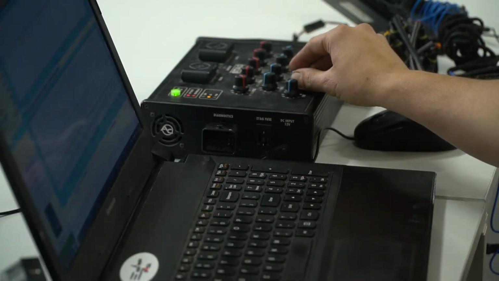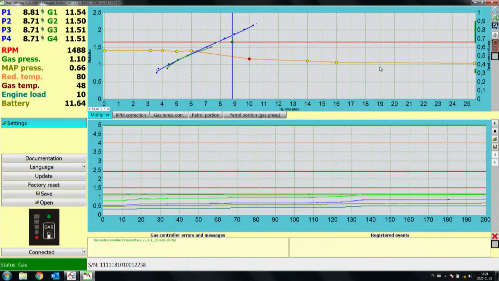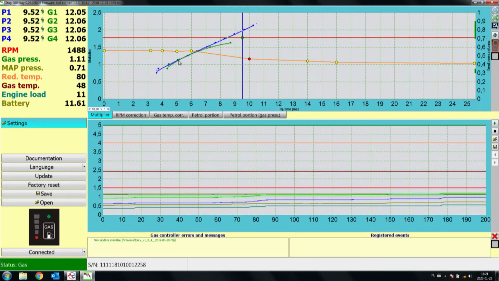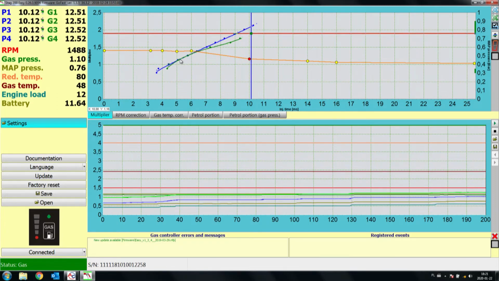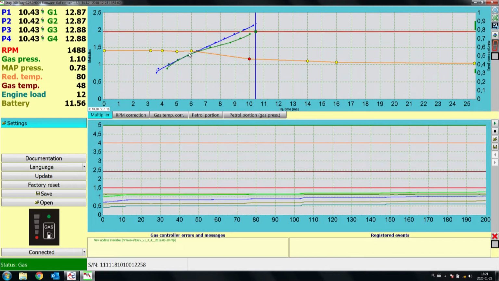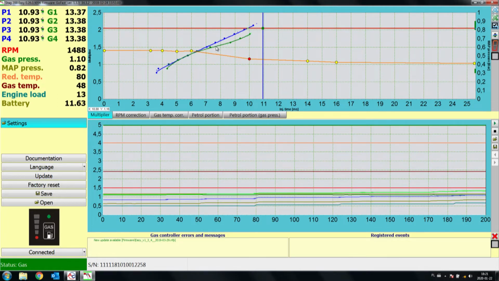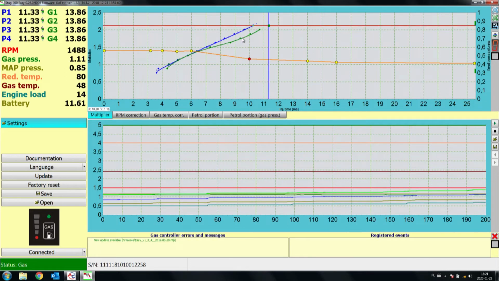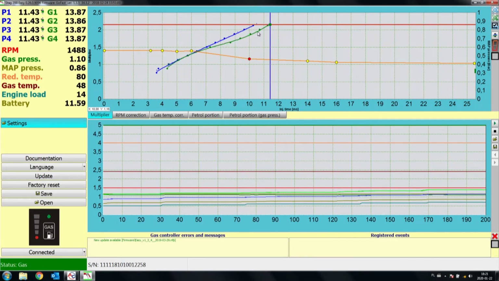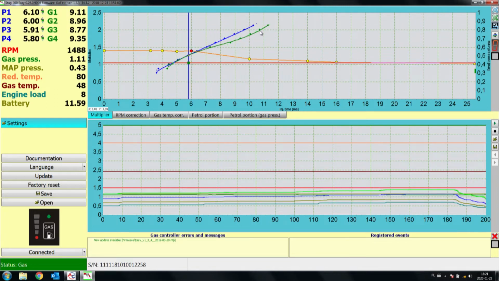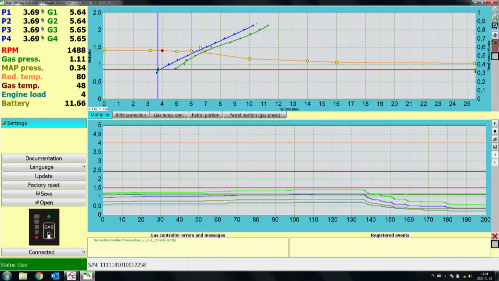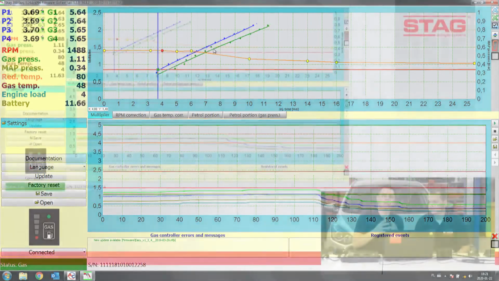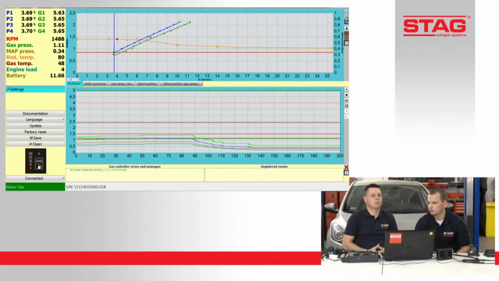As you can see at the beginning, at the bottom of the map, the blue line and the green line are at the same point at the same time, right? One line is on the other line. But during the driving, during the acceleration, our system is gathering the information about the gas injection, but what is happening right now? We do not have a match of the lines. They should be very, very close to each other.